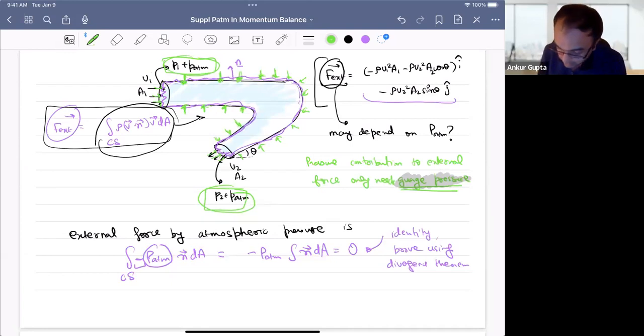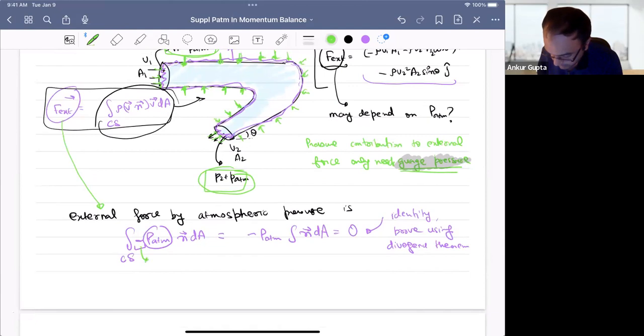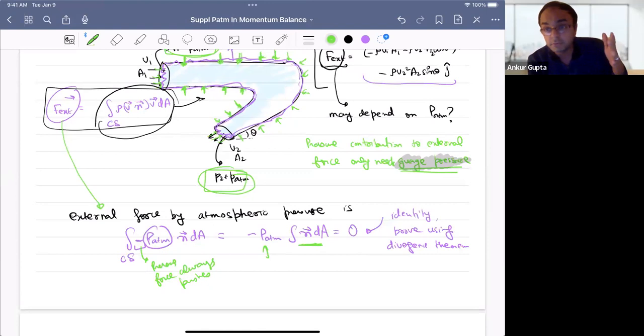And so if you want to calculate within F external the contribution of atmospheric pressure, we have to integrate minus P atm n dA. Why am I having a negative sign? Because we know pressure force always pushes into the fluid, and the n vector is pointing outwards. So pushing is inwards, and that is minus of the n vector. Because P atm is constant, we can take it out, and we get the integral of n vector dA on all the surfaces, including the boundaries where there is no flow, because atmospheric pressure goes everywhere.